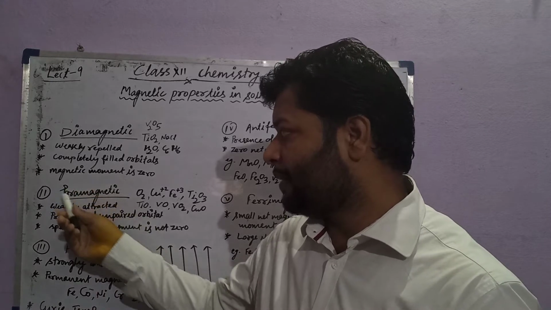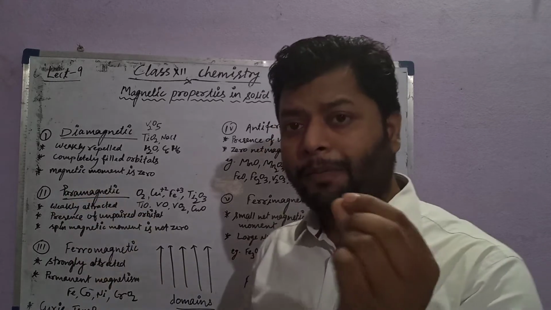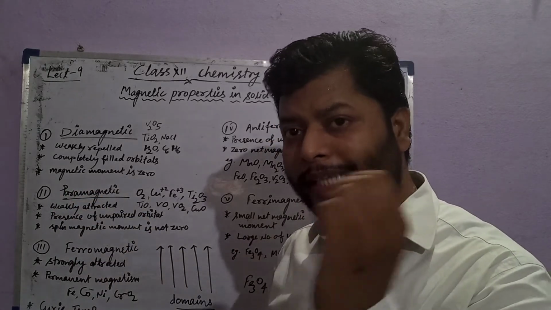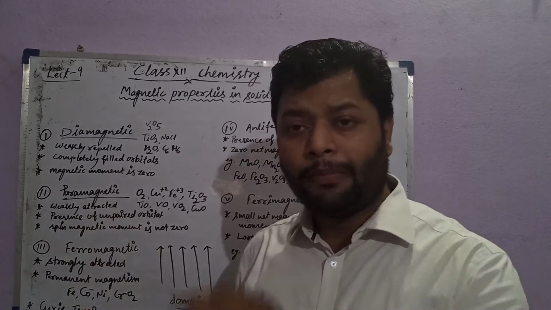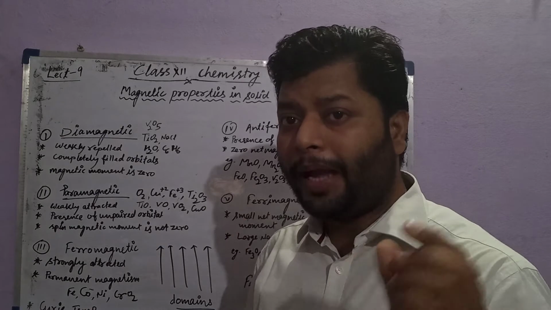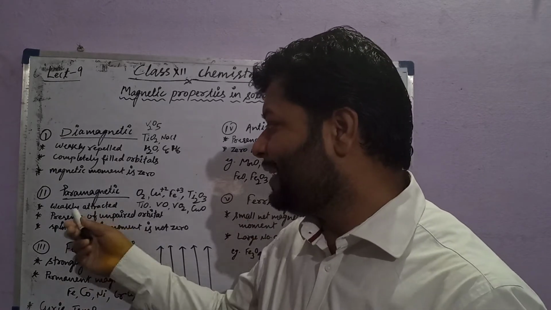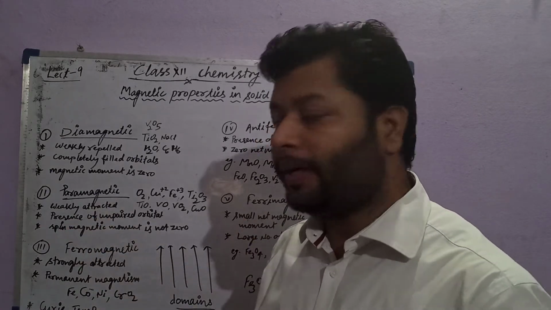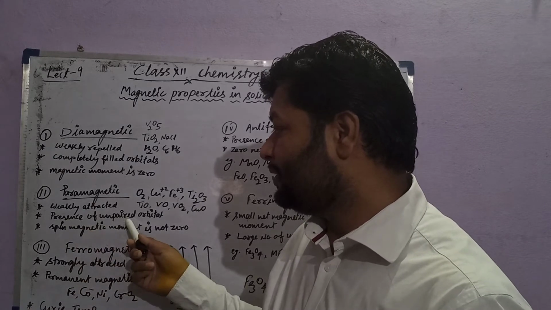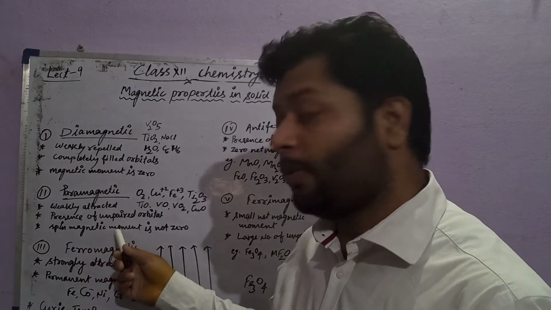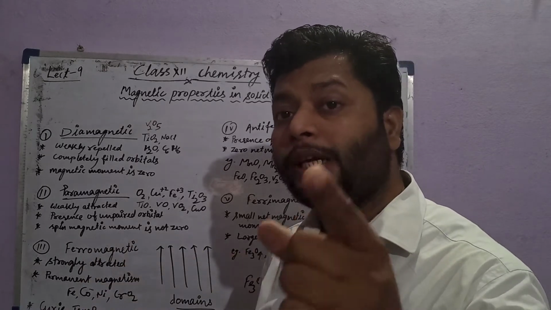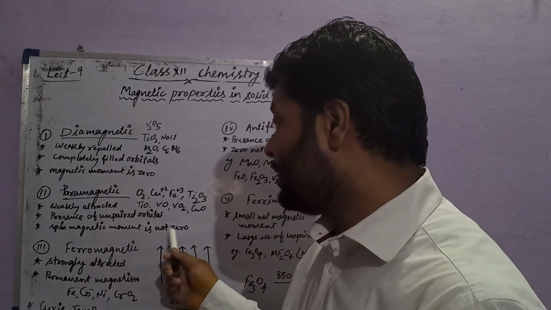Generally, these substances have fewer unpaired electrons, and when they are brought into an applied magnetic field, they are weakly attracted. The reason is the presence of unpaired electrons, which gives a spin magnetic moment.